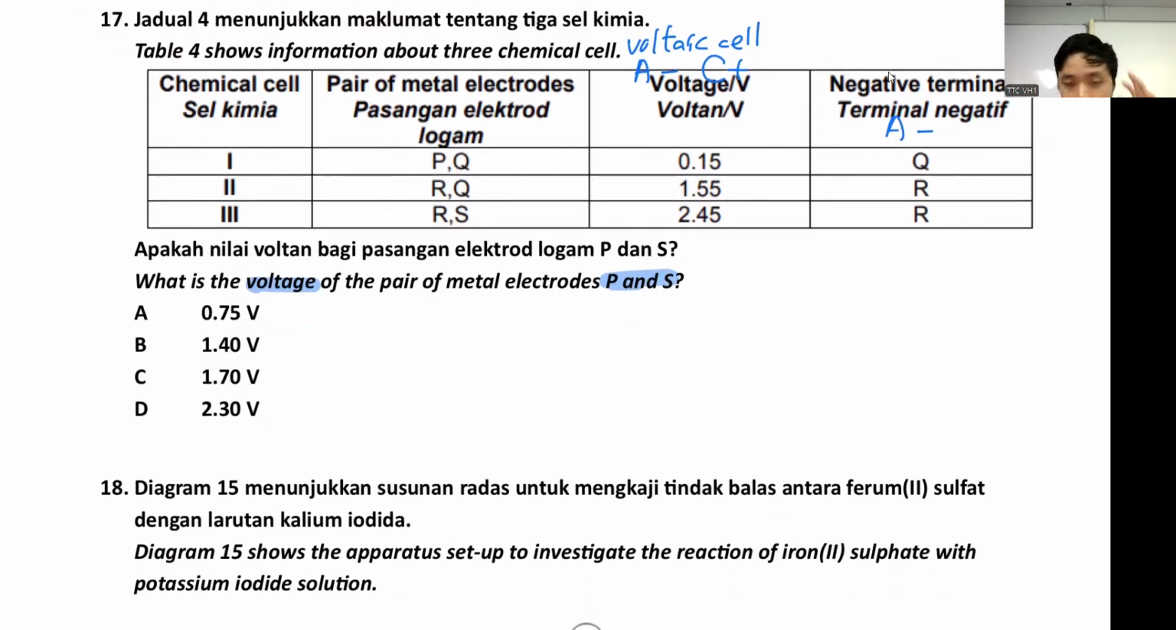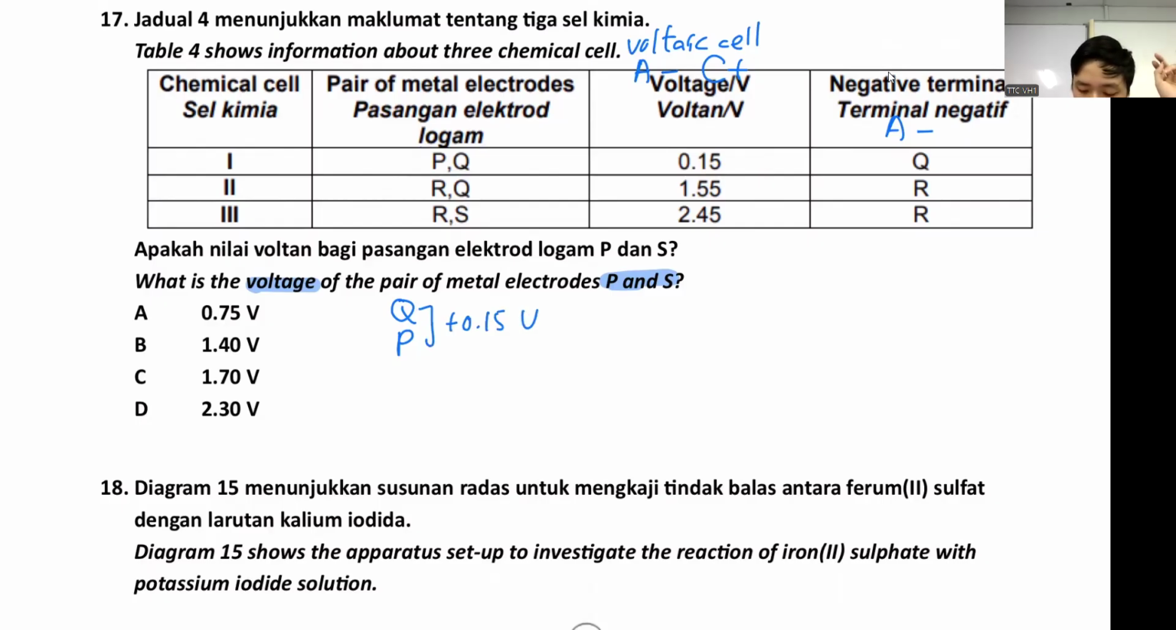Which one is more electropositive, P or Q? Since Q is the anode, the negative terminal, Q is supposed to be more electropositive than P. So Q is on top of P. Between them, you get positive 0.15 volt.